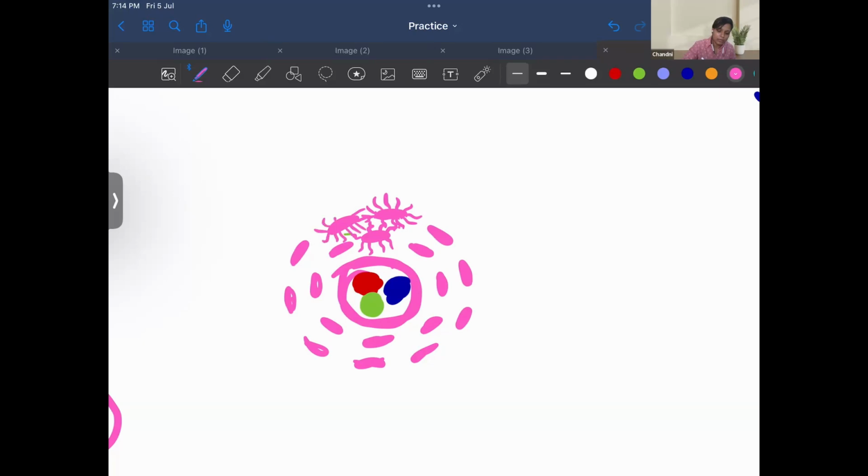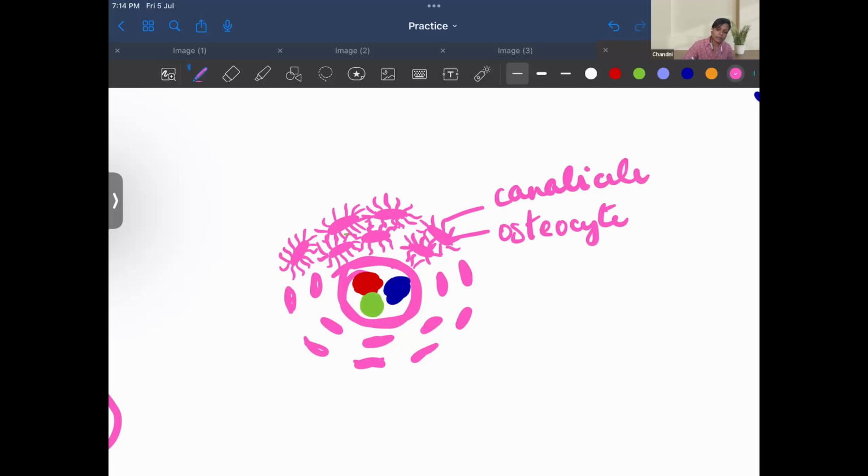See what I'm doing here? They are all communicating. Why do they do that? Because they have to mediate a lot of processes. Either the bone has to grow, or the bone has to remodel, or maybe there's an injury and the process has to start all over again. All these processes are mediated by these guys. Now, this is called canaliculi.